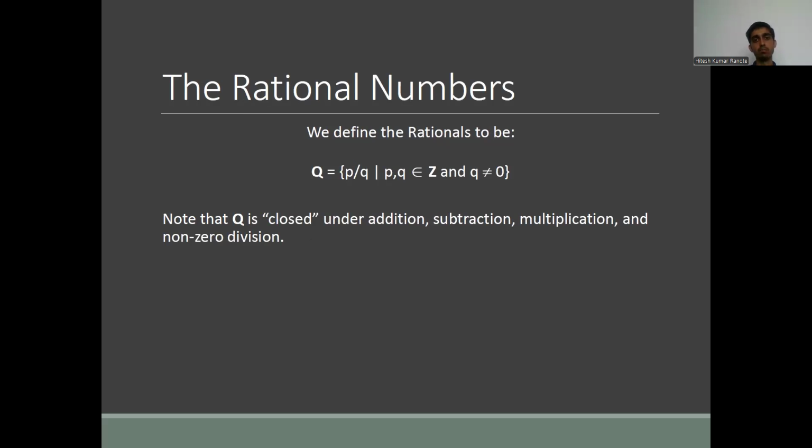Third, the set of rational numbers. We define the set of rational numbers to be Q equal to p over q, where p, q belong to the set of integers and q is not equal to 0. If q is equal to 0, then this is undefined, meaning p over 0 is infinity. And the set of rational numbers is closed under addition, subtraction, multiplication, and non-zero division.